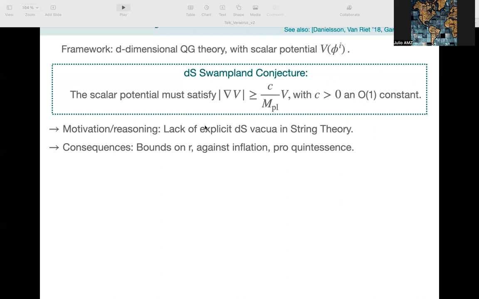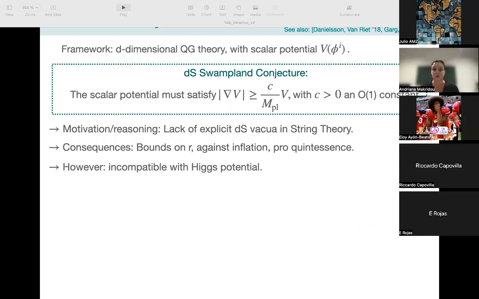But the thing is, this conjecture has this order 1 constant that is undetermined, and there is a lot of work going into determining it. If we had a specific prediction for this constant, it would be easier to say what the experimental prediction would be, or the bound for the cosmological observables. Thank you. Okay. However, this is not compatible with the Higgs potential. And this was the main motivation that this conjecture was reformulated.